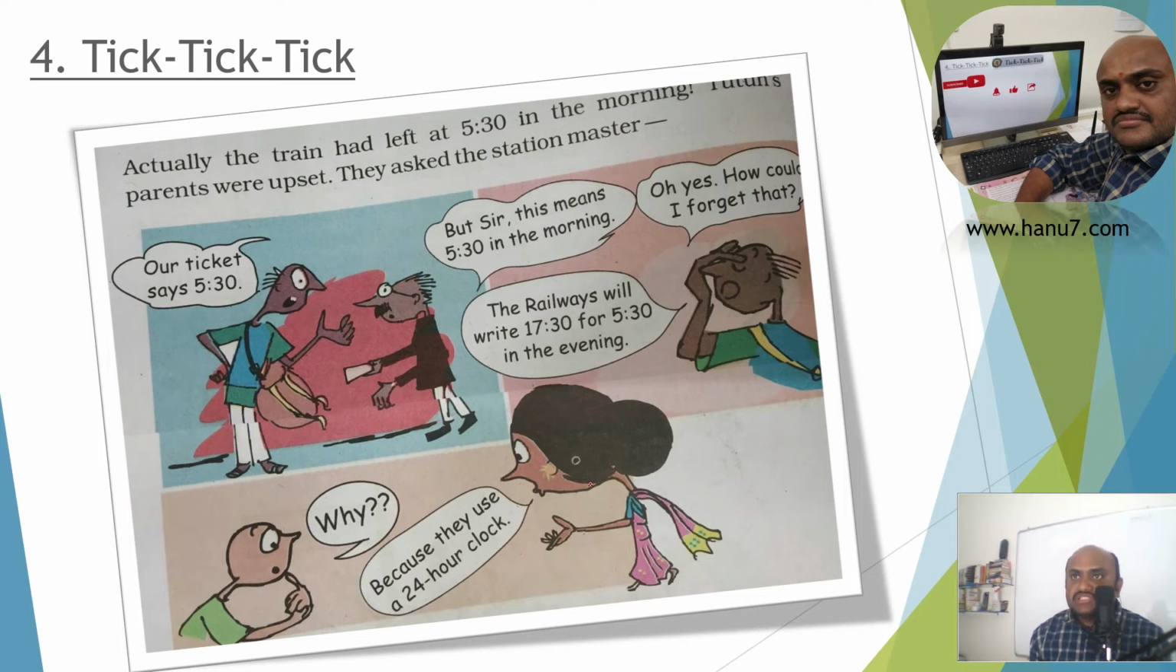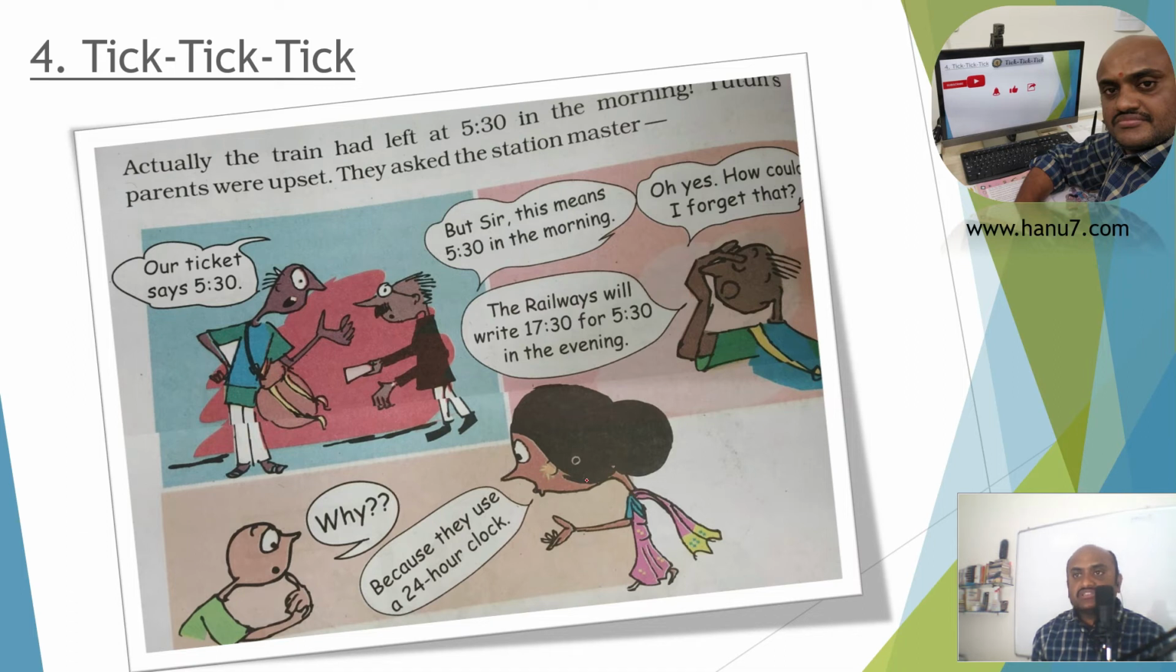So he's telling that actually the train had left at 5:30 in the morning. Tutun's parents were upset. They asked the station master, our ticket says 5:30, but sir, this means 5:30 in the morning. Oh yes, how could I forget that? The railways will be using 24 hours format. Okay, for evening it is 17:30. They will write 17:30 for evening train.